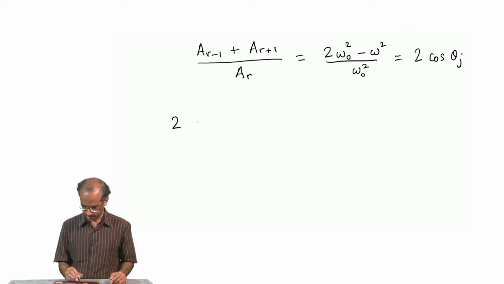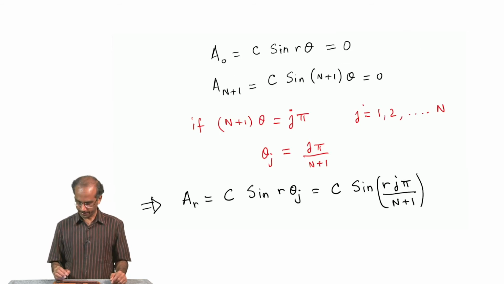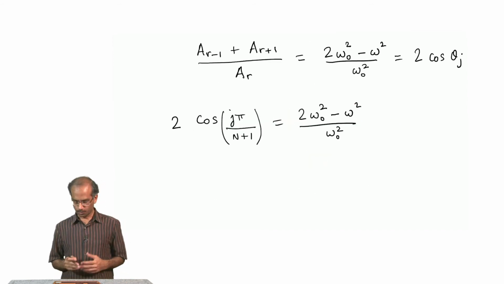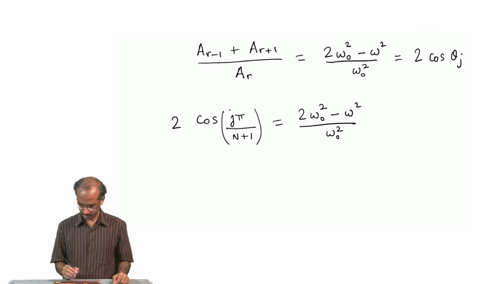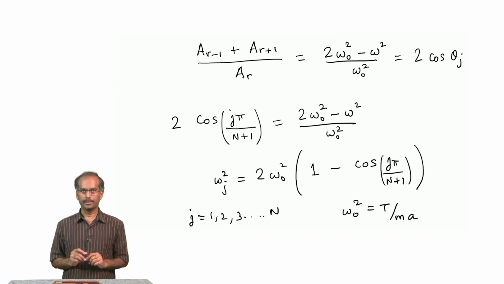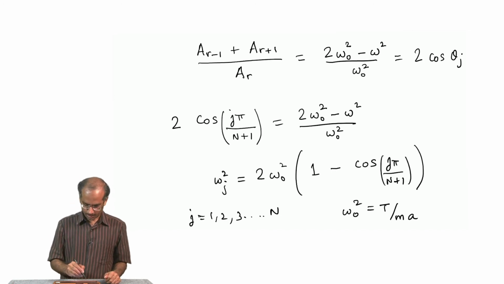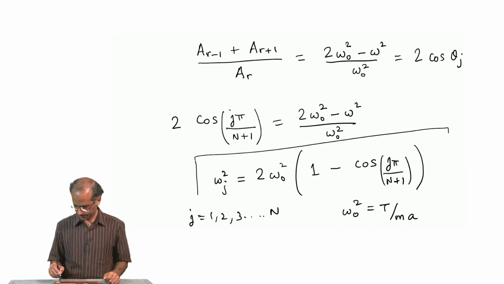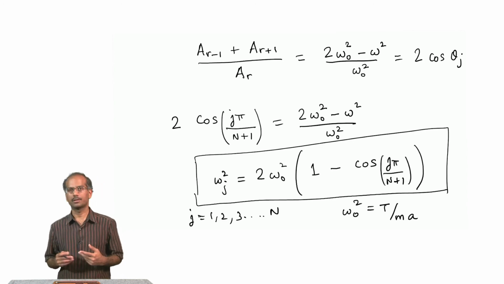So, my answer would be 2 cos theta j, where theta j is j pi by n plus 1 from here. Now, we simply rearrange this equation to extract the value for omega square. So, let me do that, where small m is the mass of each of those beads and a is the distance between any two beads in our system. So, this is the required result for omega j square.